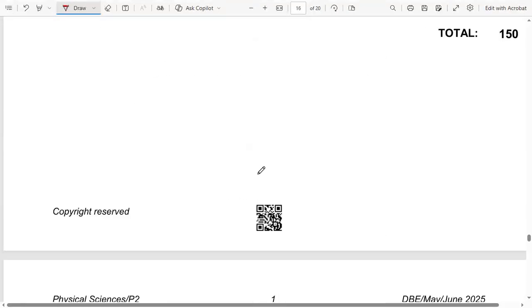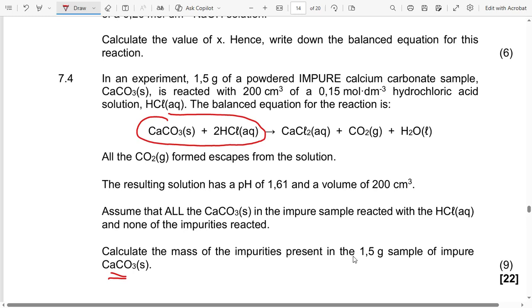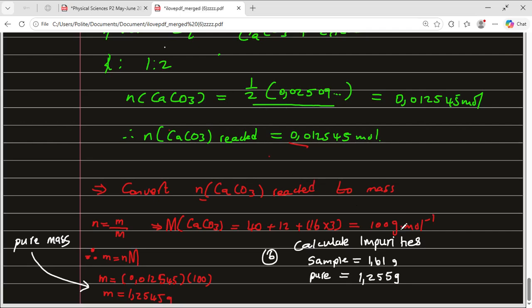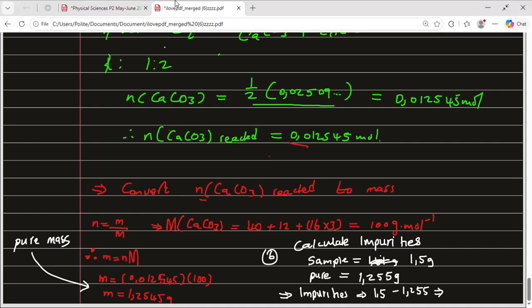If I still remember from the statement, let me just quickly go back up to that question 7. It was given the impurities present of the impure. It's 1.5, not 1. That's 1.5. So I'm going to use that 1.5. So for the final answer for this problem, you take the 1.5 grams, you minus that with 1.255. The answer that you get is what they are looking for, the mass of impurities.